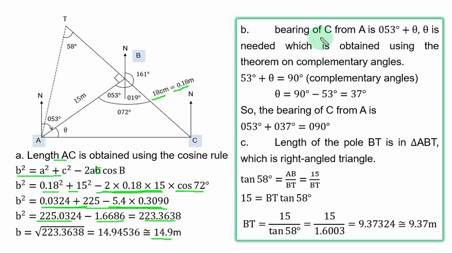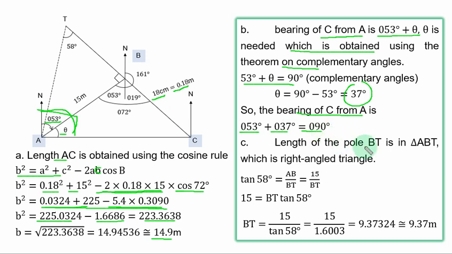B part of the question, the bearing of C from A. You go to point A and you start from the north to that point that joins A and C together. That is 053 degrees plus theta. That is the required bearing. Theta is needed, which is obtained using the theorem on complementary angles. What you have here is a quadrant, and the angle there is 90 degrees. So if you add the two angles, the sum is equal to 90 degrees. Theta becomes 37 degrees. So the bearing of C from A is 053 degrees plus 037 degrees, and that is 090 degrees.